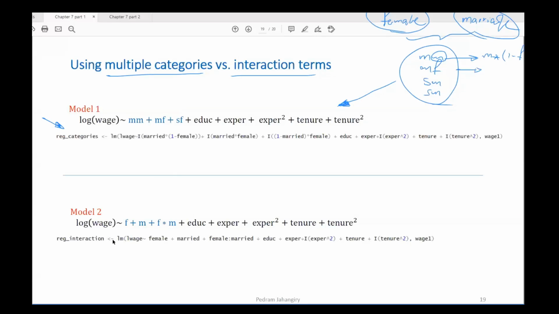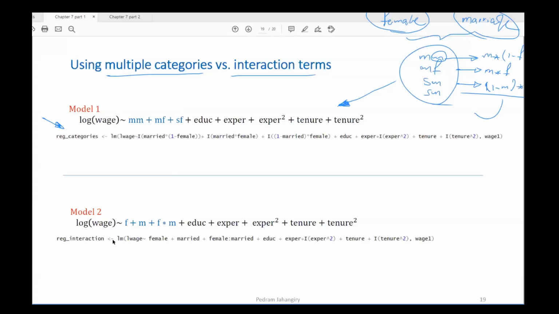For married female, do I have married? Yes. And female? Yes. Single female, do I have single? No, I have to do 1 minus married. Multiply, do I have male? No, I have to do 1 minus female. Okay, so this is how we construct these 3 variables in R.